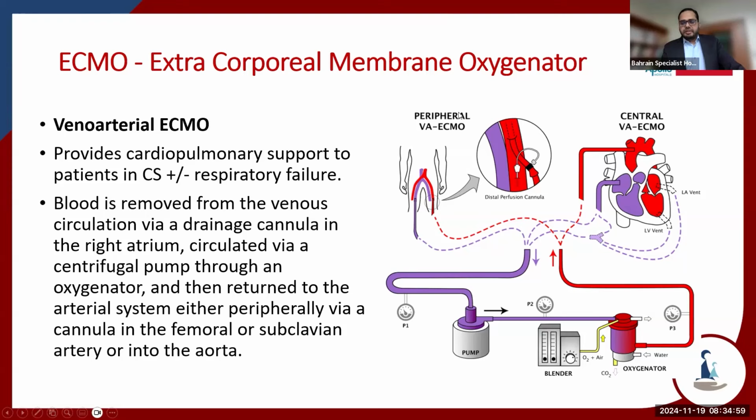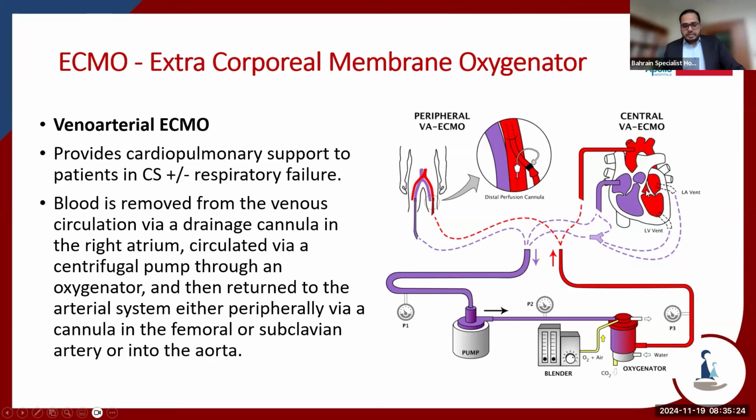There are two types of ECMO, peripheral VA ECMO and central VA ECMO. In peripheral VA ECMO, the cannula is in the femoral vein. Through the femoral vein, blood goes into the pump, then gets oxygenated and goes back into the arterial system. When we use a central VA ECMO, the cannula is in the right atrium, and from there it goes into the pump and then goes back into the left atrium.